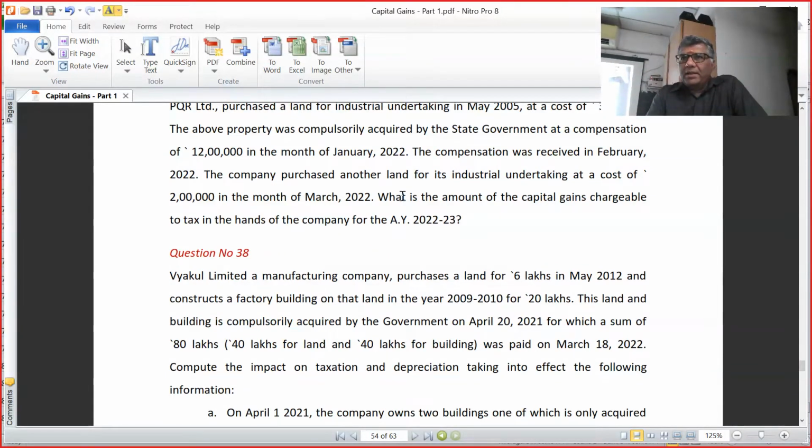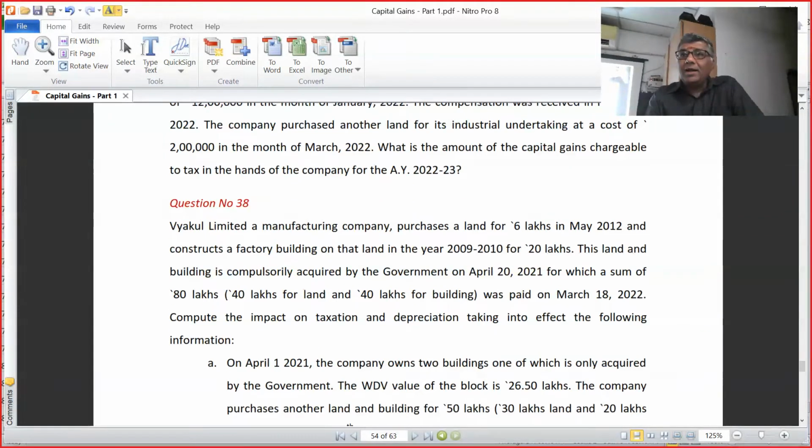Question number 38. Huh? Okay, I understand additional depreciation. But we are talking about land and building. You open that window.